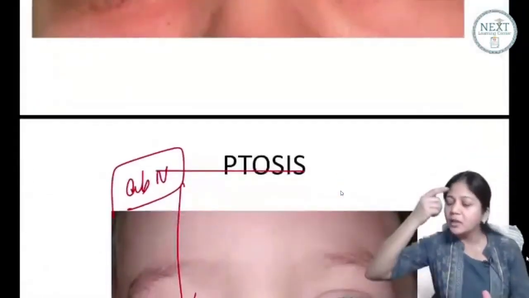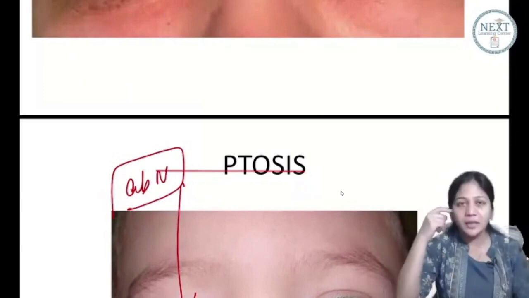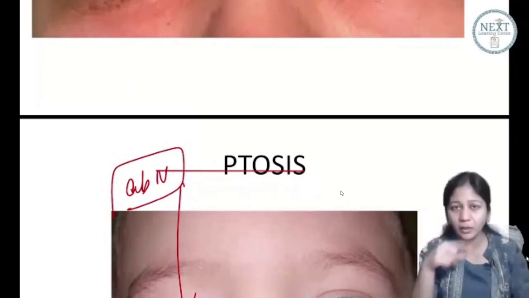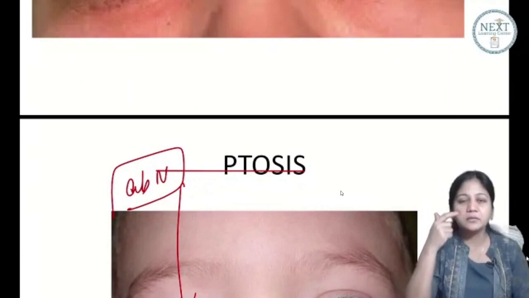How to patch? Cotton patches are available. The white-colored cotton ones, not the bandage. You can put that. Okay?